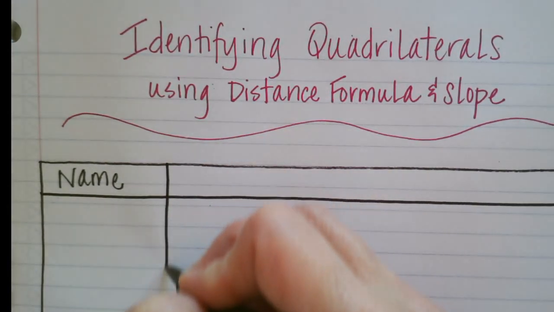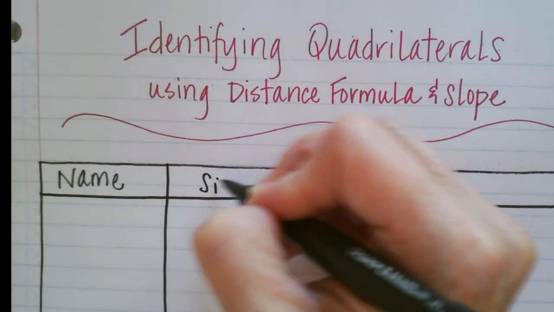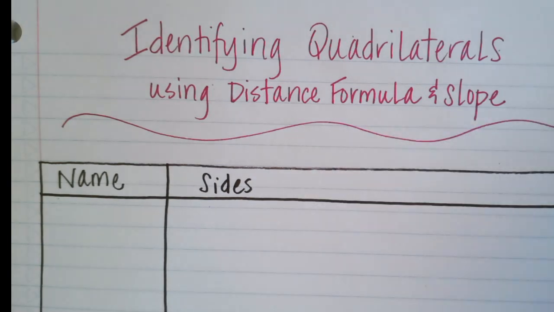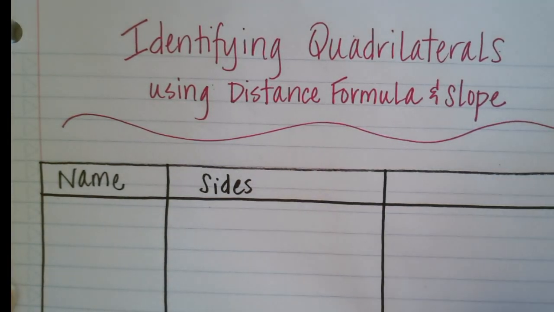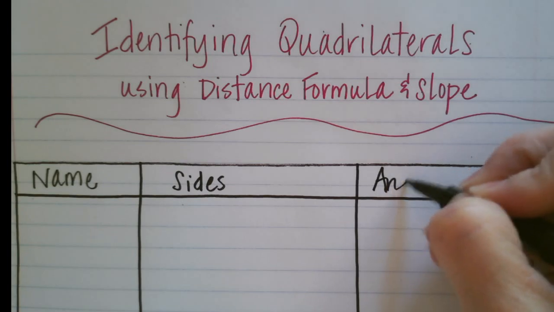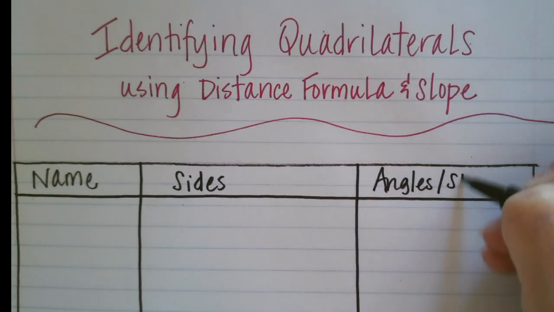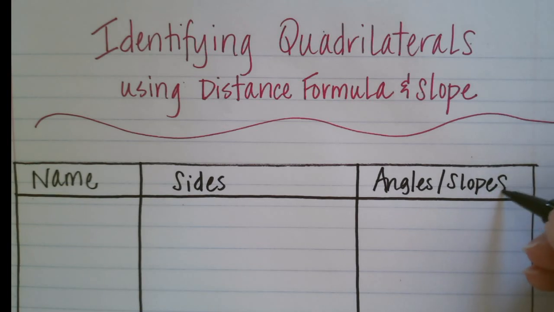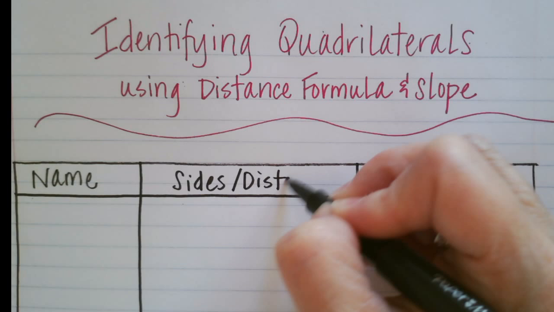If we go through each quadrilateral and then what the characteristics are of the sides and then what the characteristics are for the slopes. And then we're going to look at the information about the side lengths and then the information about the angles or the slopes. So I'm going to put angle, slopes, and then I'm going to put sides and distance.